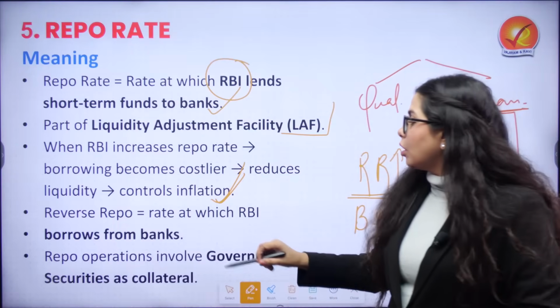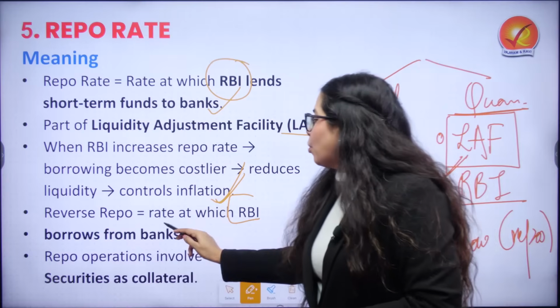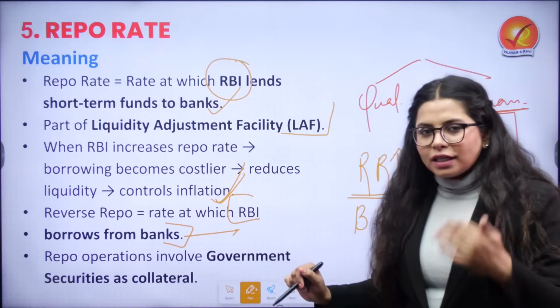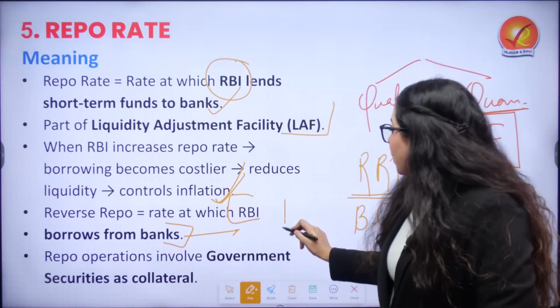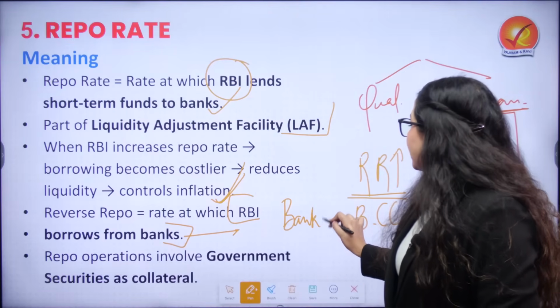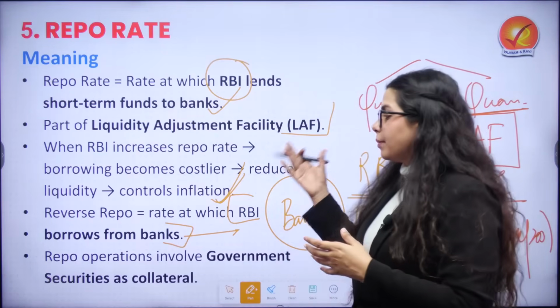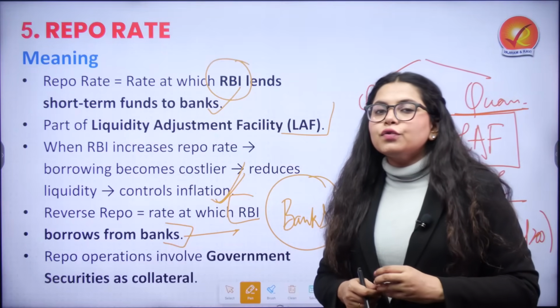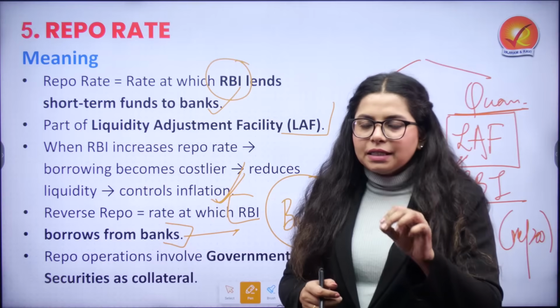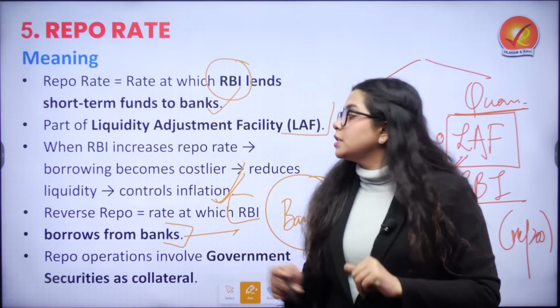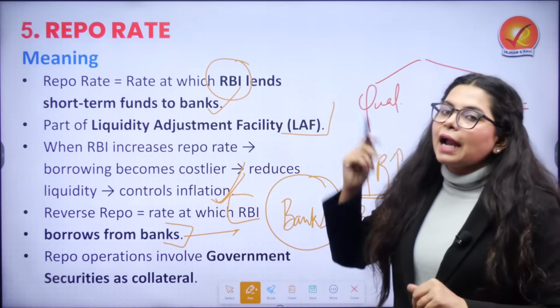Reverse repo rate is the rate at which RBI borrows from banks. Usually it is not that RBI is borrowing; banks tend to park their funds in RBI, and that is done through the reverse repo rate. Can you tell me in the comment section what is the difference at present in terms of basis points? What is the difference between reverse repo rate and repo rate?